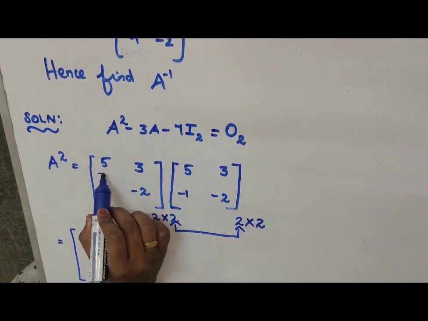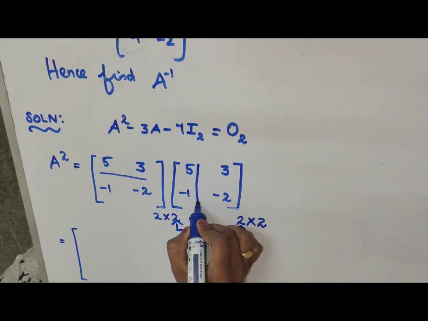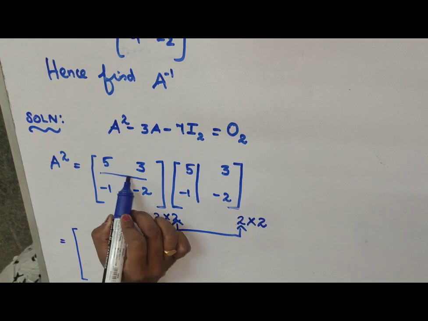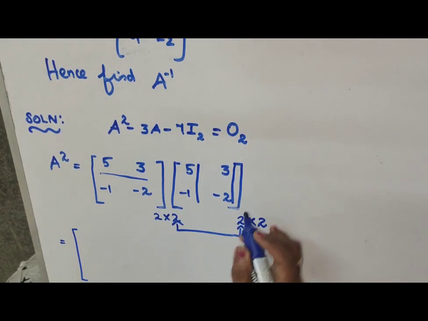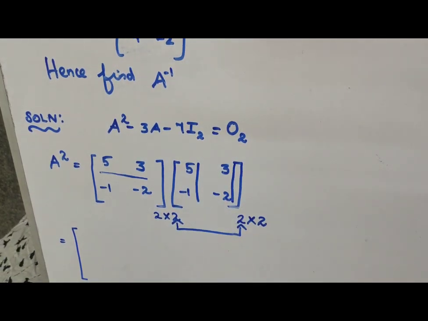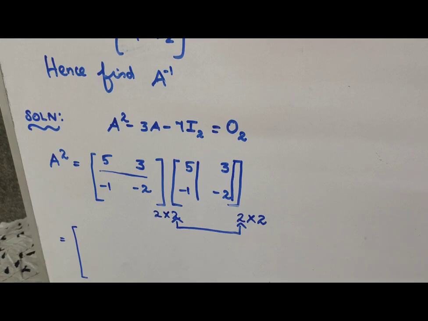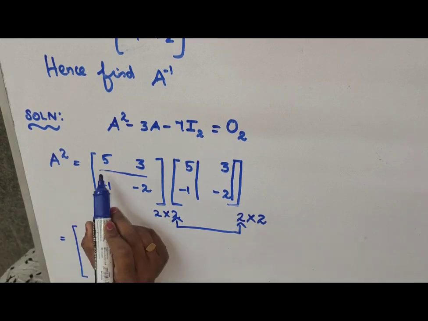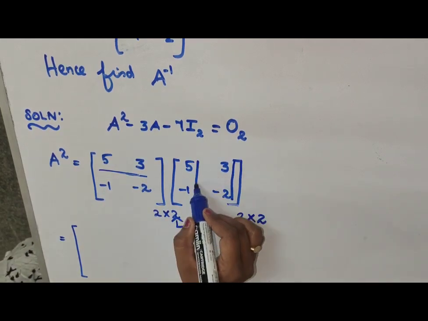First, we have to take this row and multiply it with this column. Again, take this row and multiply it with this column. Like this, we have to follow for all the rows. We will do it one by one. First, let me take this row and this column.